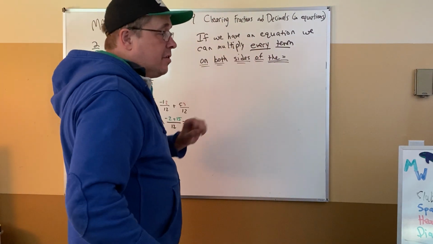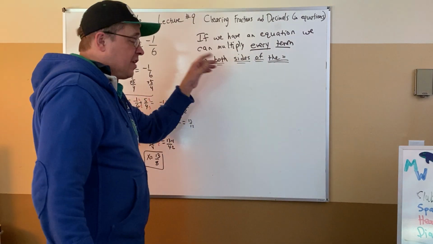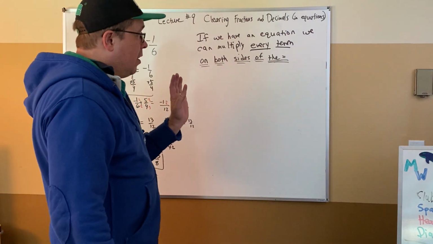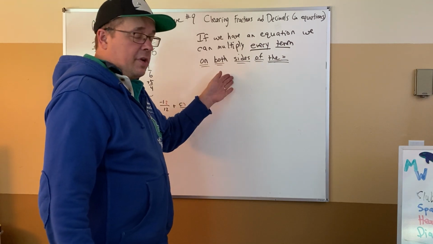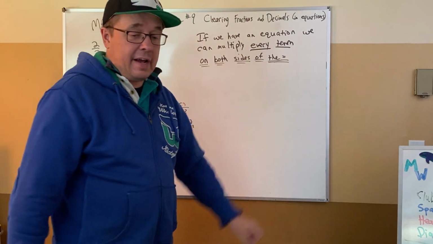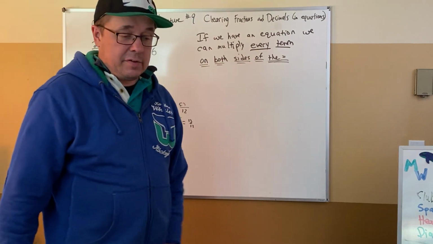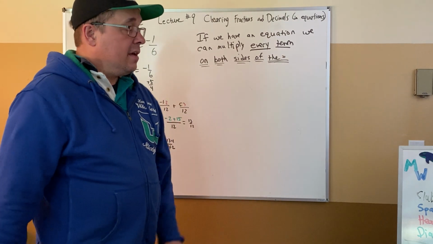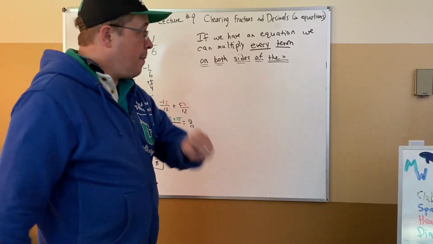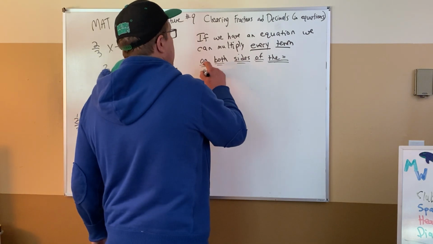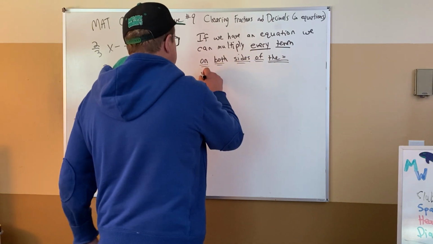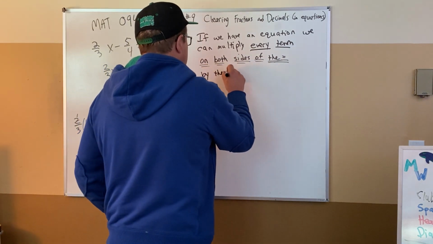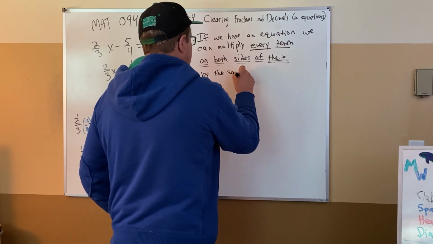You got to do it to every term, and you got to do it to both sides of the equal sign. If you try to do this to an expression instead of an equation, there won't be two sides, so you can't have both sides of the equal sign. But if you're hitting both sides of the equal sign, every term, we can multiply every term by the same value. Don't multiply by 0, that never helps.